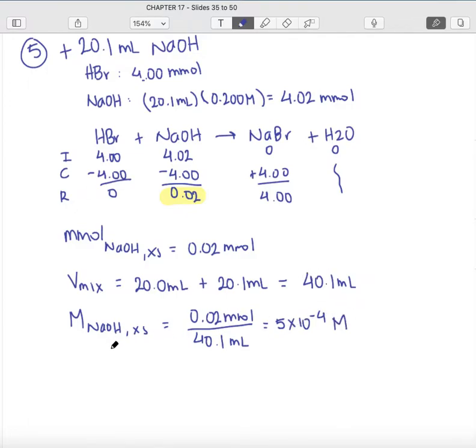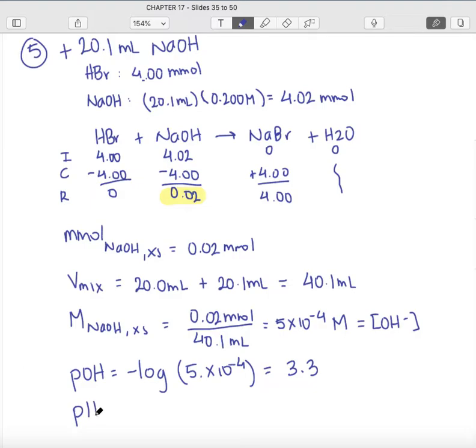And since it's sodium hydroxide, which is a strong base, this is equal to the hydroxide ion concentration. So now that I have that, I can find the pOH by taking the negative log of that hydroxide ion concentration, which is 5 times 10 to the minus 4, minus 4, not 14. And that gives me a value of 3.3. And finally, from that, I can now calculate the pH, which is going to be equal to 14 minus 3.3. And that is equal to 10.7.